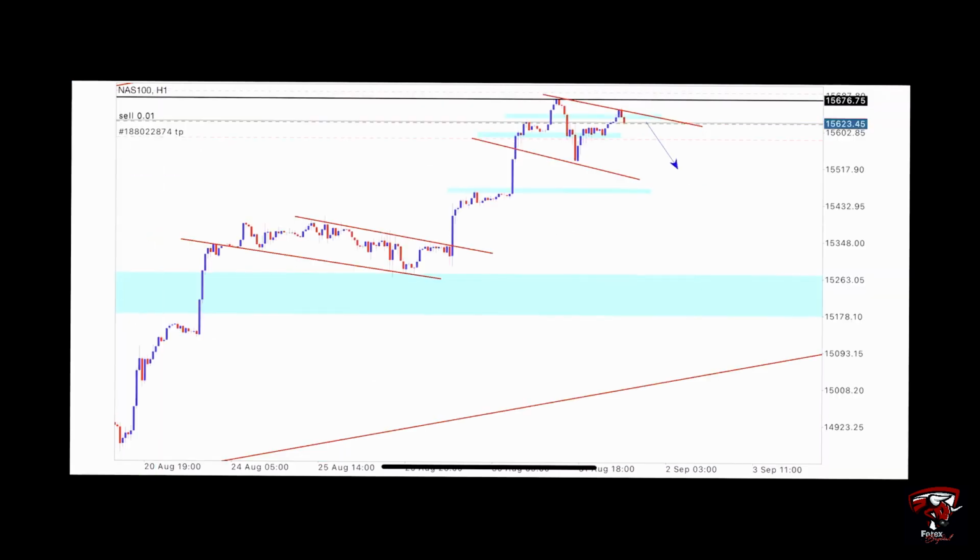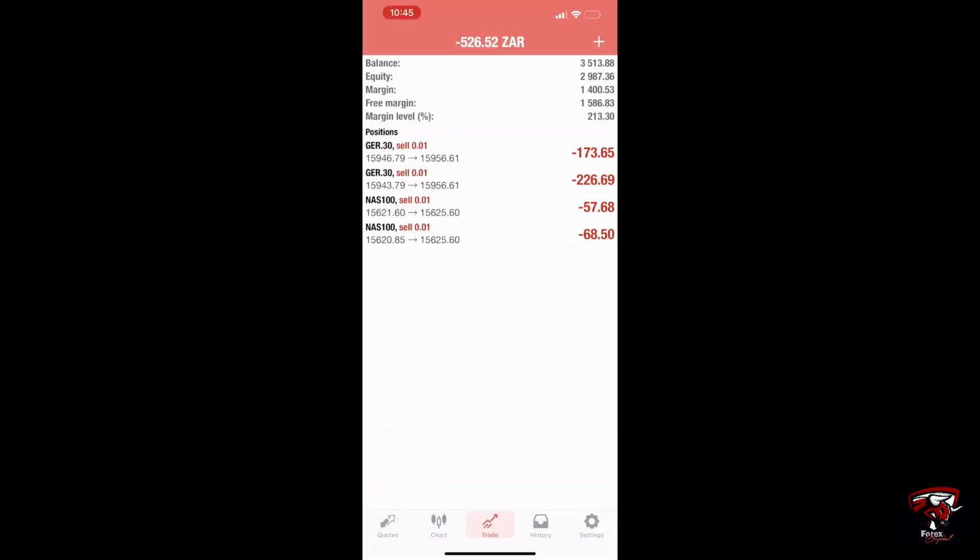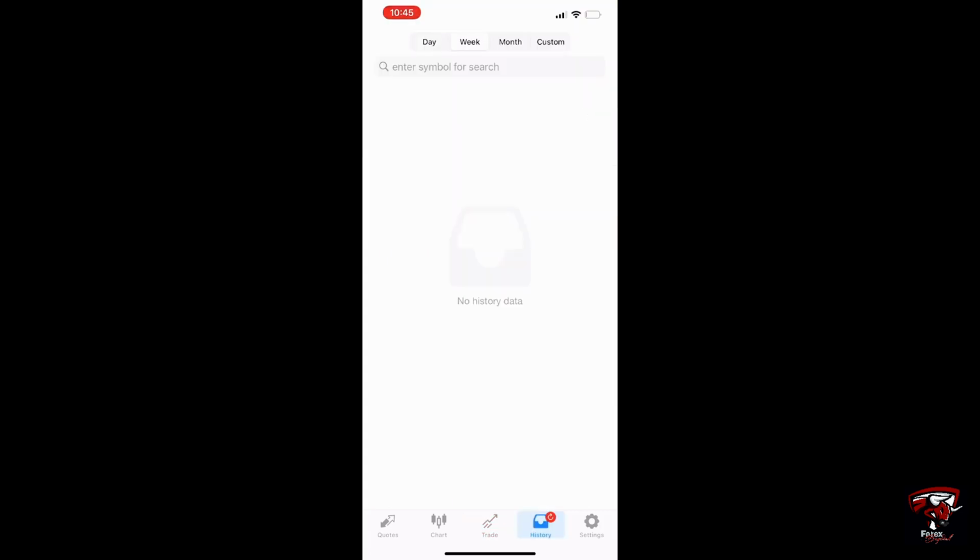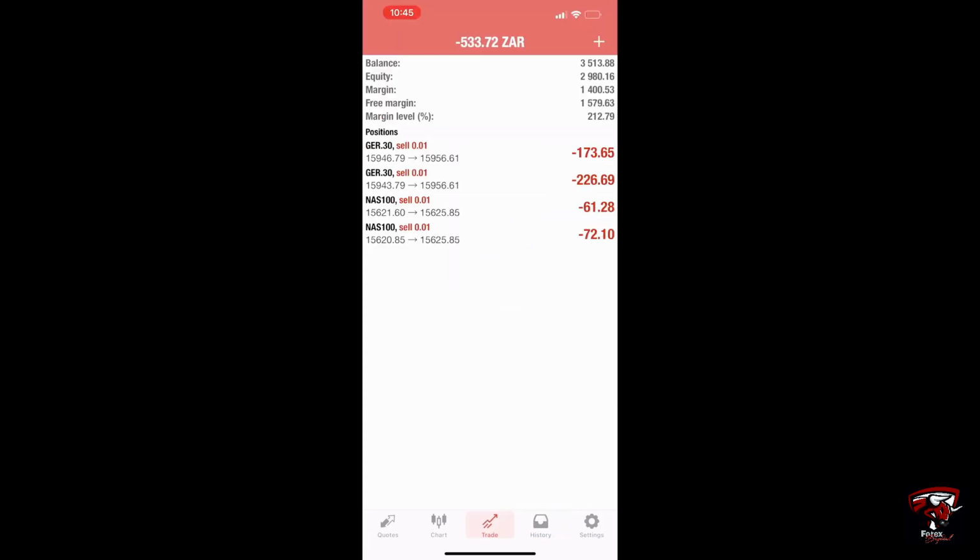As you can see guys, I did place my take profit and my stop loss. Let's check the account. As you can see guys, this was my trade from yesterday and this is me today guys. Let's check how the account grows.